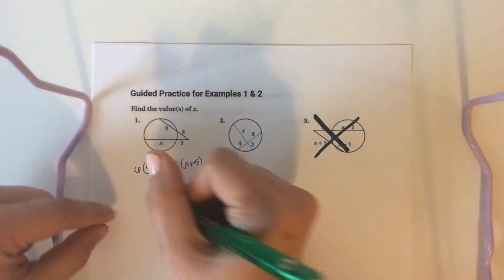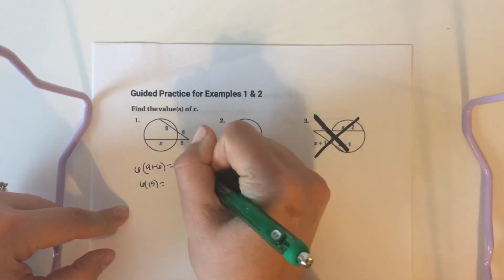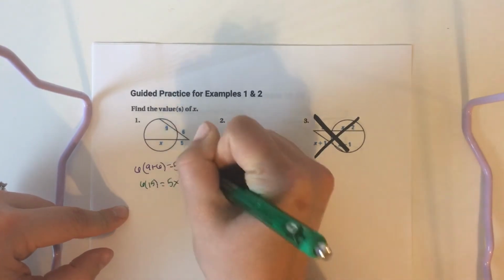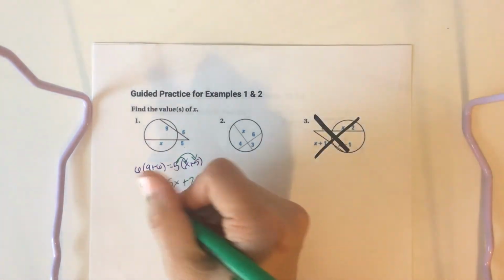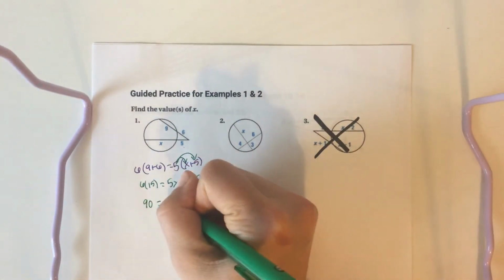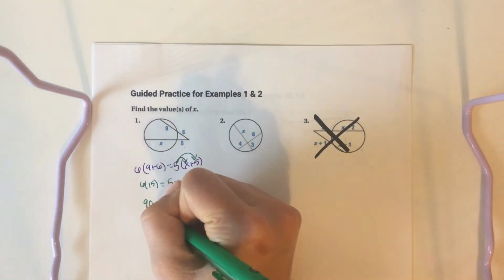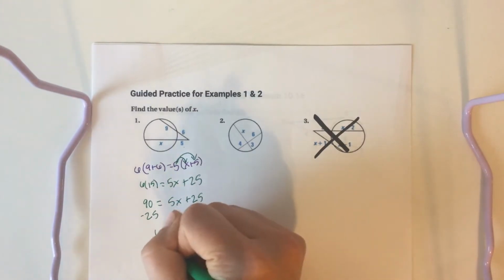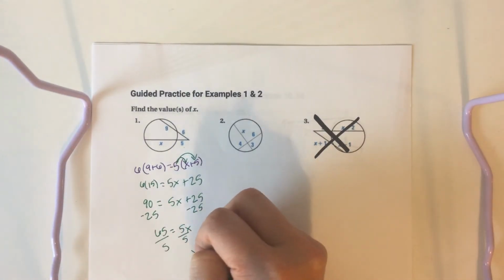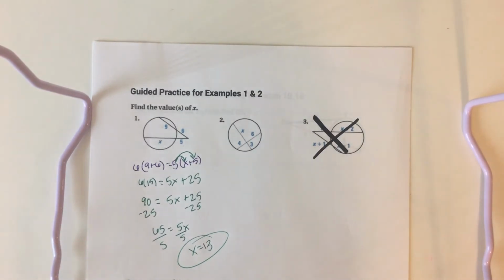9 plus 6 is 15, so this changes to 6 times 15 equals, distribute the 5, 5x plus 25. 6 times 15 is 90 equals 5x plus 25. Subtract the 25 to get that 65 equals 5x. Divide by 5. X equals 13. And again, that's one of the more simple ones.